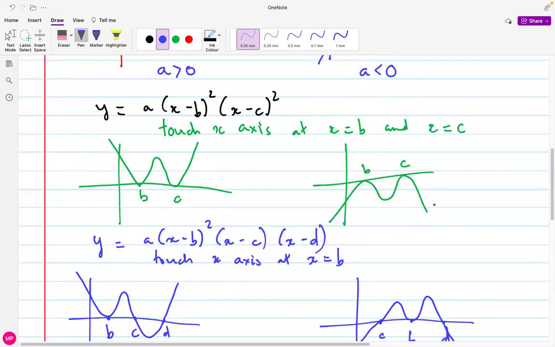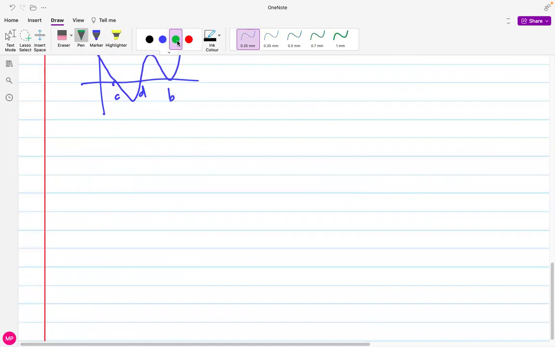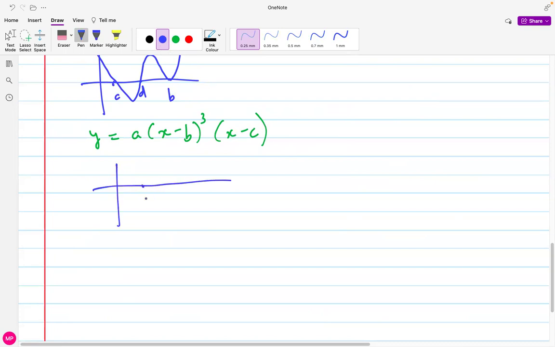All right, and the last form that we have is when three of the x-intercepts are the same. So when you have a cube like that, (x − c)³, right? Now, if you have b here and c here, when you have the cube at b, this means you're going to form a cubic. So if you have a square, you form a parabola. If you have a cube, you form a cubic. So you form a cubic at x equals b.